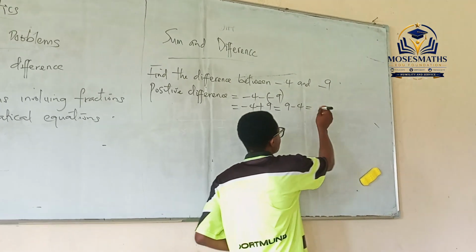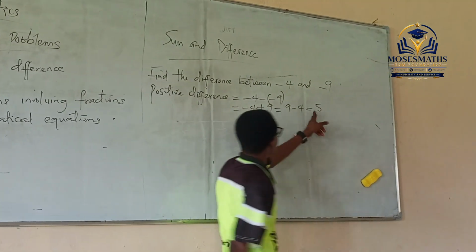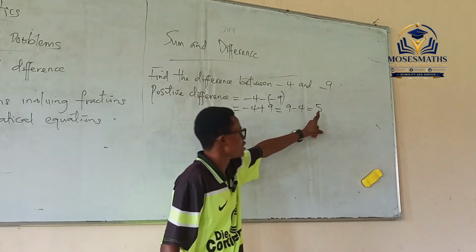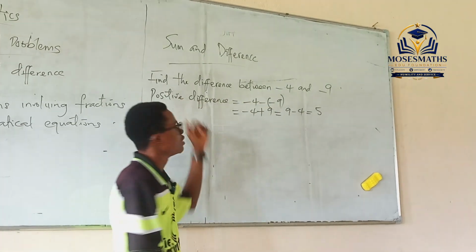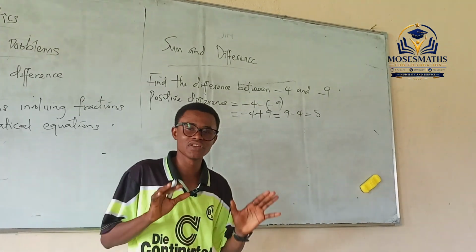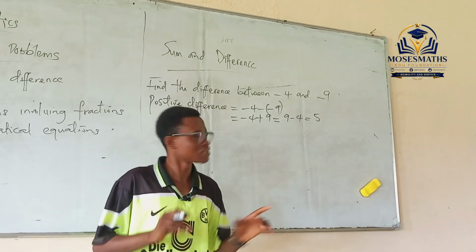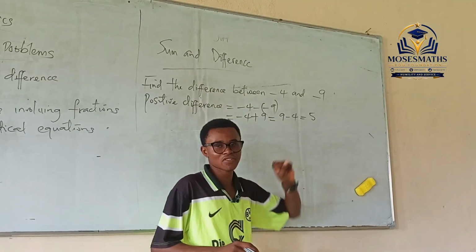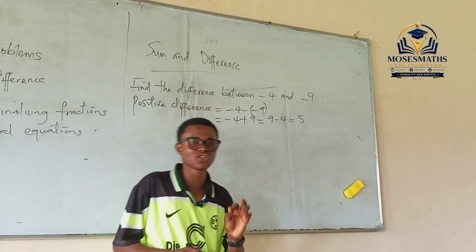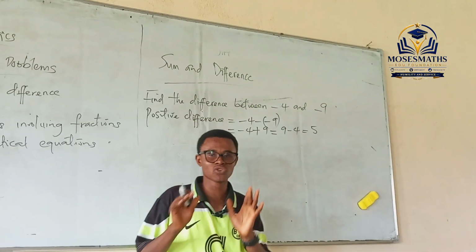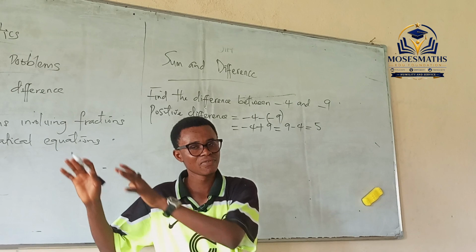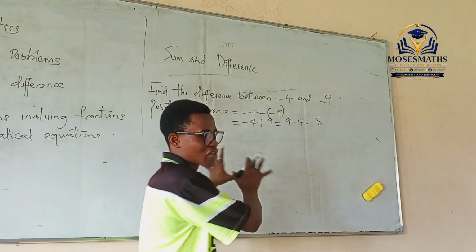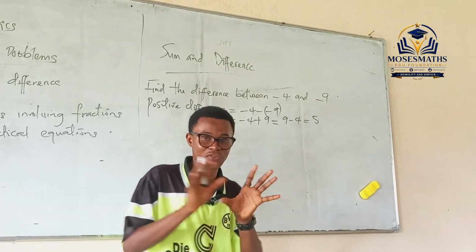So 9 minus 4 is 5. You can see that our positive difference is plus 5 or 5, which is a positive number. Then you already know that the negative difference will give us minus 5. Our negative difference is going to give us minus 5. Remember the relationship I told you? Positive difference is equals to minus negative difference. But let's try and solve it so that we can arrive at that minus 5.